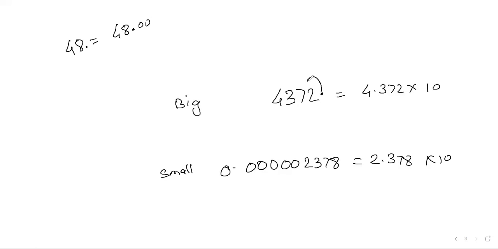Now it is shifting how many places? You tell me. 1, 2, and 3. The decimal point has shifted 3 places from here to here. So 10 raised to 3. Why positive 3? Because it is a big number. Yes or no?